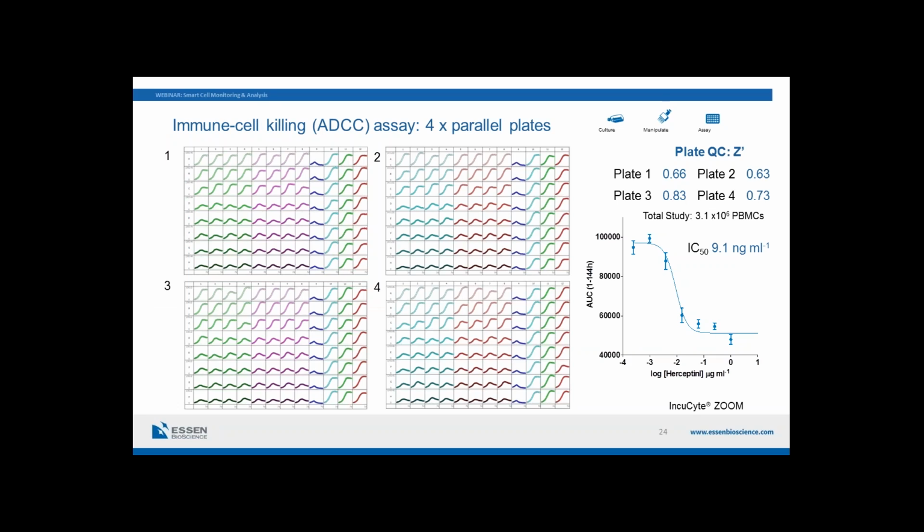This in fact was an antibody-dependent cell killing assay where we were looking to test the effect of Herceptin and Herceptin biosimilars on PBMC killing of tumor cells.